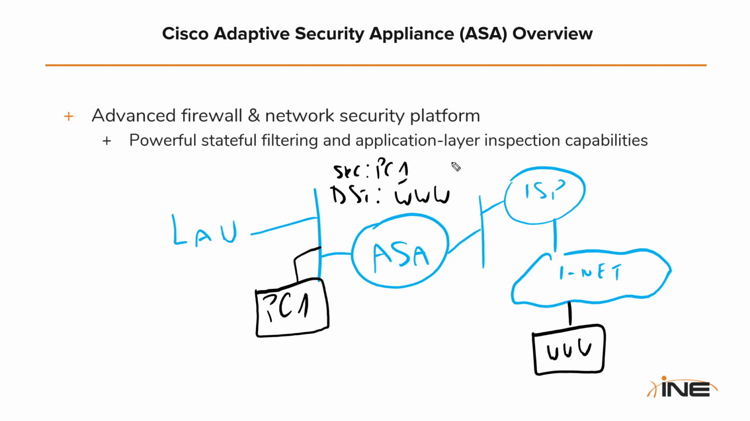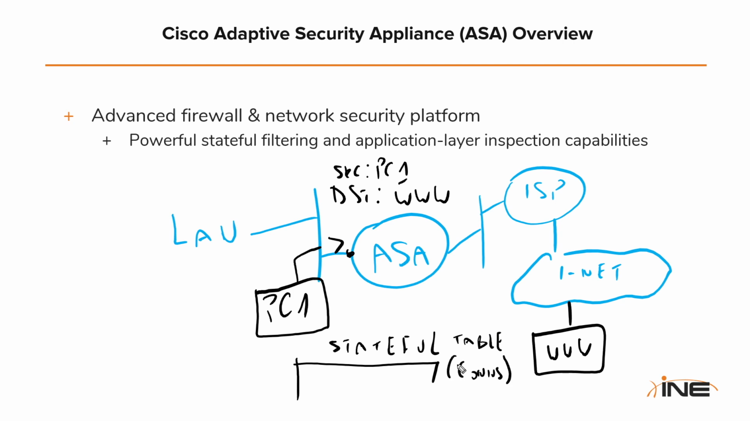The thing is that once the ASA gets the packet from the PC on one of its interfaces, it's going to add this information to a special location in the memory called the stateful table, or just the connection table. So this table is going to maintain information about the actual connections. It is going to know that PC1 sent a packet to the web server.